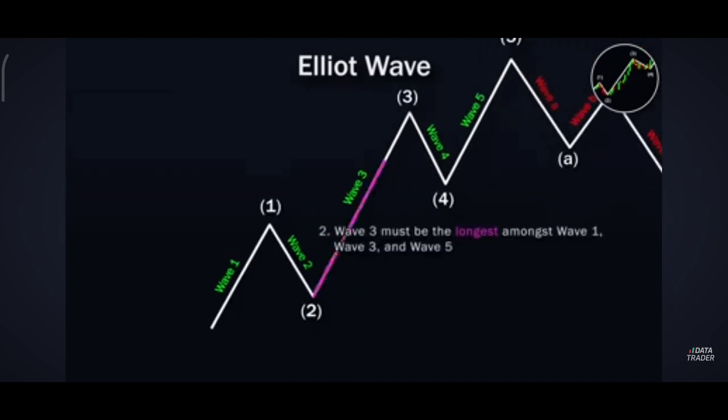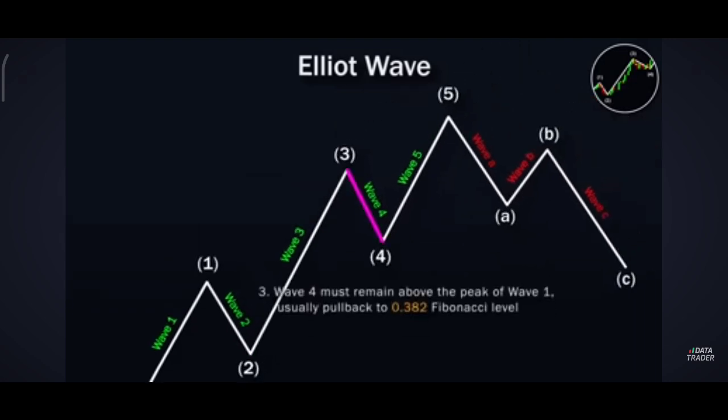Second, wave 3 must be the longest wave amongst wave 1, 3, and 5. Third, wave 4 must remain above the peak of wave 1 and usually pulls back to the 0.382 Fibonacci level.